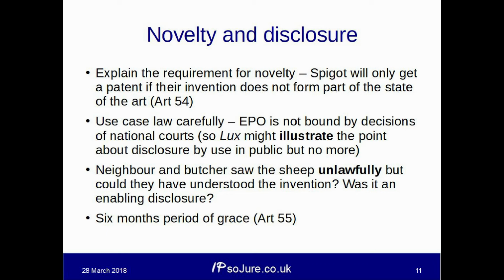But since you're advising Spigot, and you've just discussed the possibility that their invention has been disclosed and forms part of the state of the art, you can go on and make it impossible for the examiner not to award you full marks by mentioning Article 55, which is the EPC equivalent of Section 2, subsection 4 of the Patents Act, which gives the applicant a 6-month period of grace to file a patent application that will not be compromised by an unauthorized disclosure. So we don't think Spigot have got a problem with disclosure, but just in case they have, there's an escape route for them.